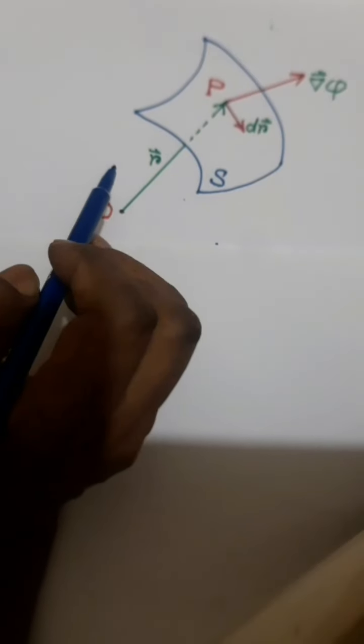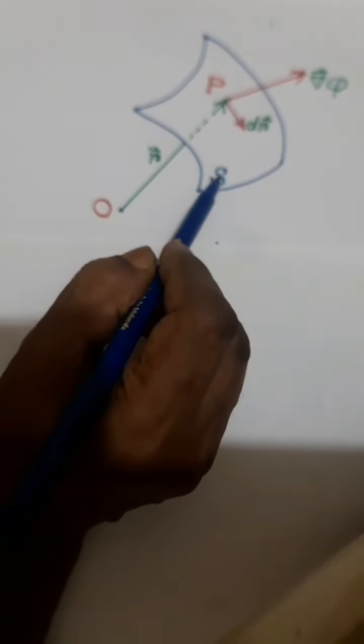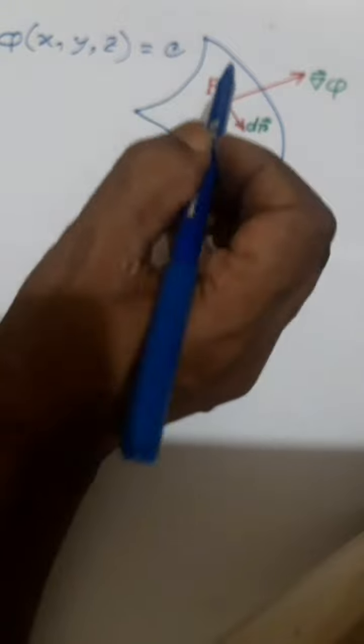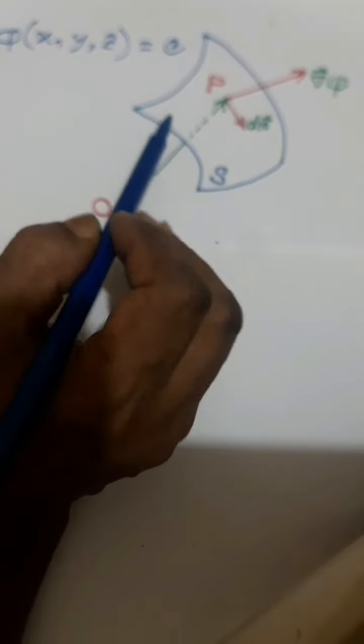Let us choose a surface S where the scalar function phi, function of x, y, z, is constant c. Phi is constant over this surface. That is, d phi is 0 on this surface where phi is constant. Therefore, grad phi dot dr equal to 0.